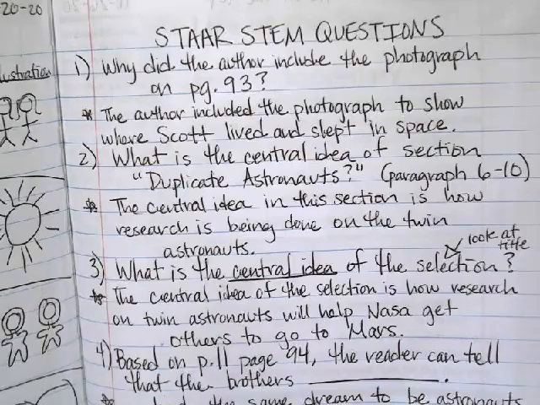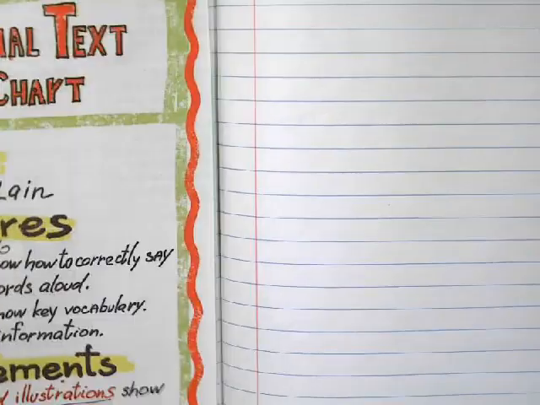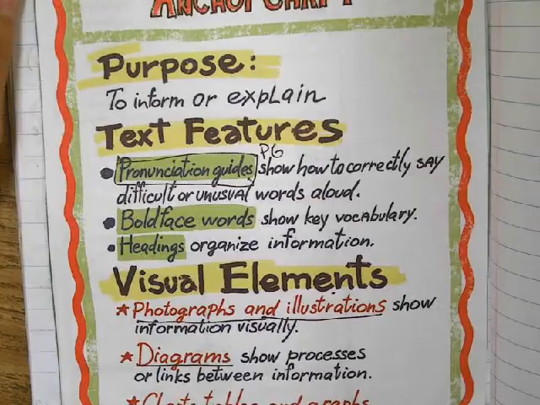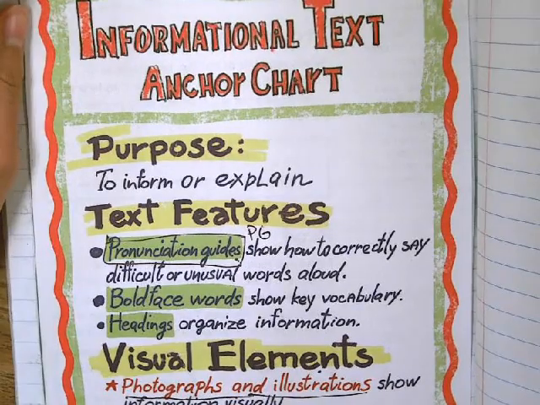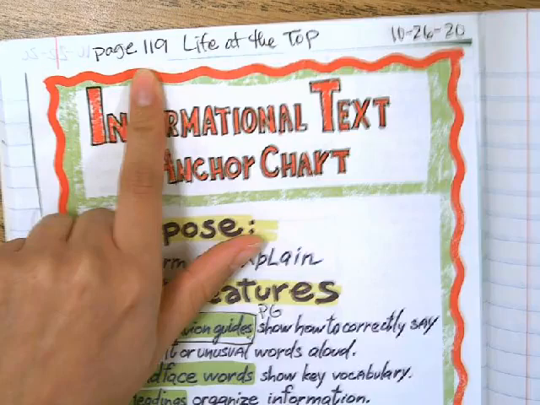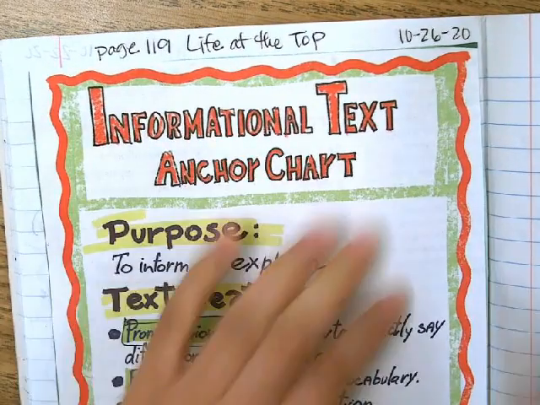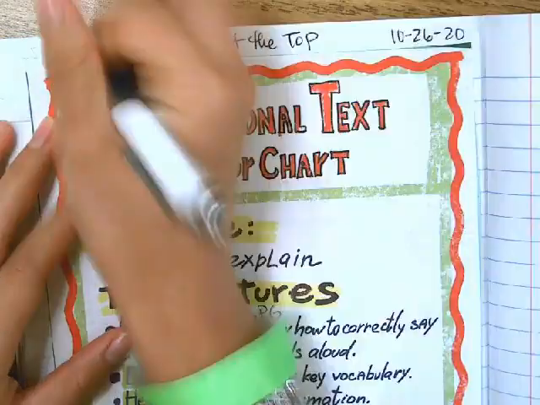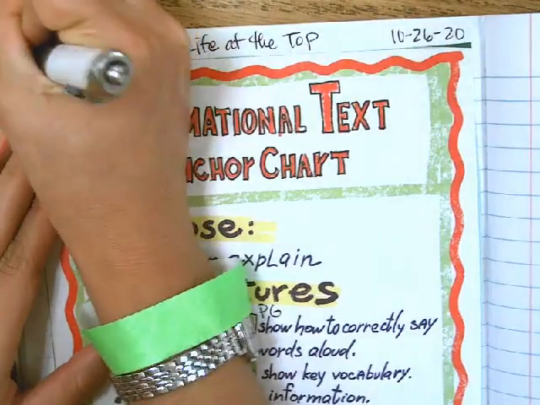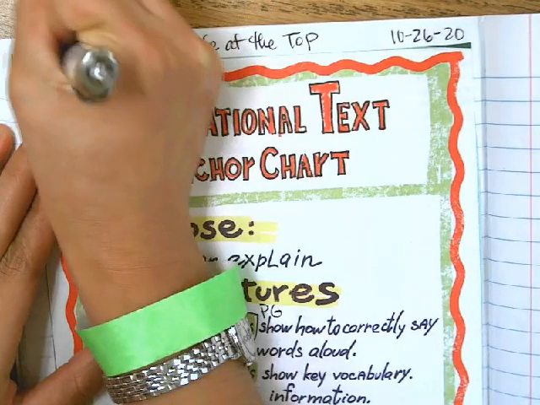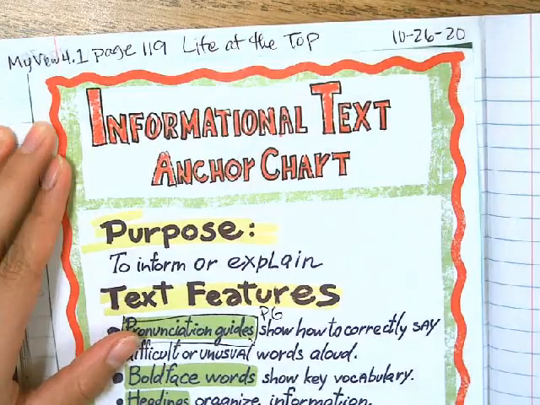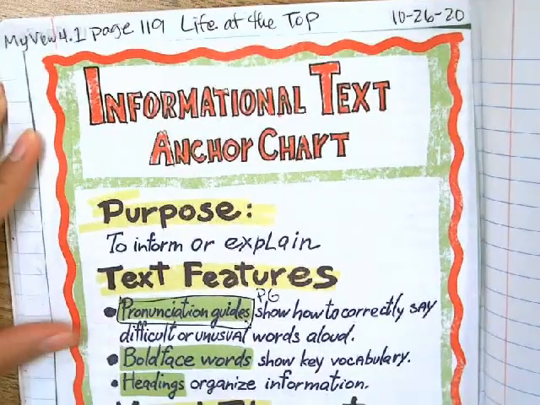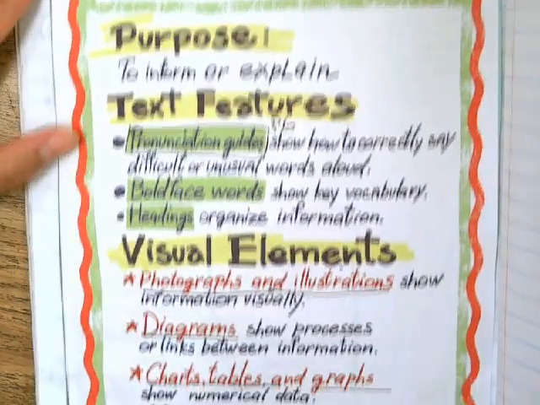So we also, after our star stem questions from last week, have our informational text anchor chart that we cut out from page 119. It's from our Life at the Top selection for this week. It's MyView 4.1. Okay, so make sure you go ahead and cut and paste that.